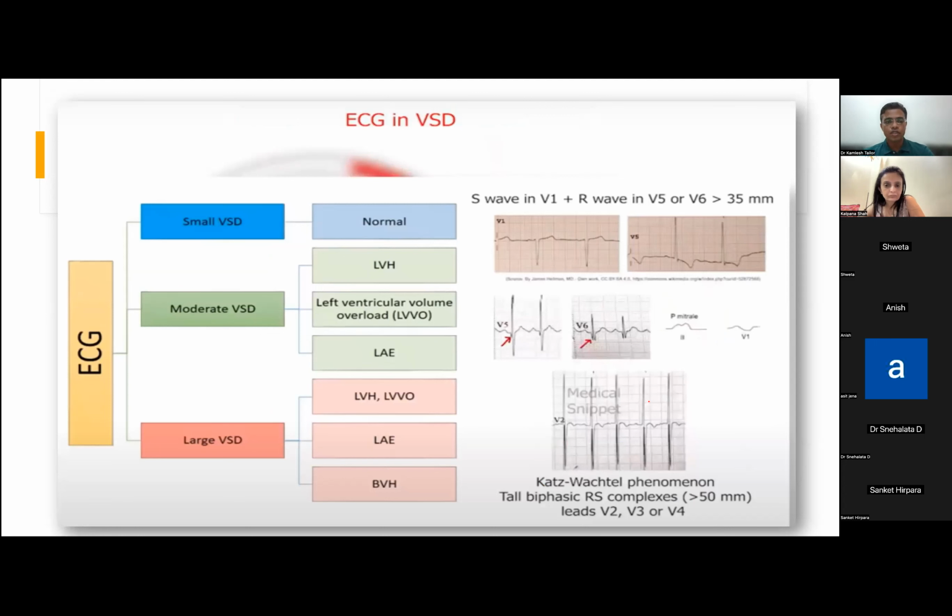ECG in VSD also depends on the size of the VSD. In a small VSD, the heart does not change much, and the ECG is normal. In a moderate VSD, there will be LA and LV dilatation, LVH, LV volume overload, and left axis deviation. In a large VSD, because the LA, LV and RV are also dilated and hypertrophied, there will be biventricular hypertrophy, LA enlargement, and LVH, and LV volume overload will be seen in the ECG.